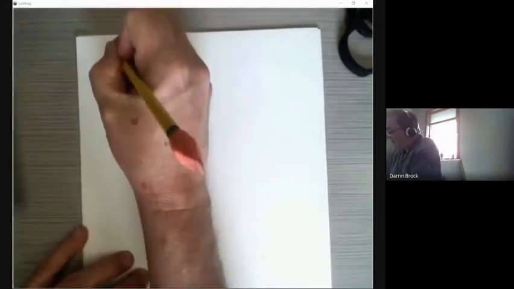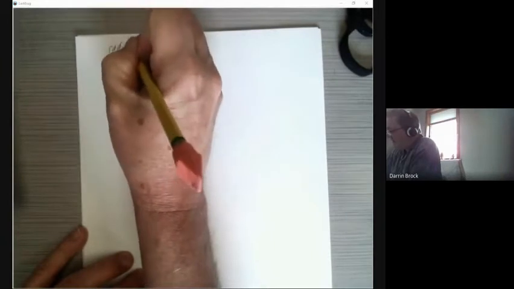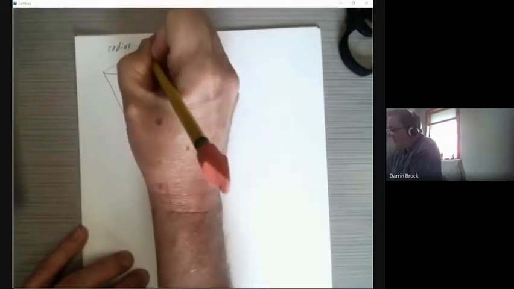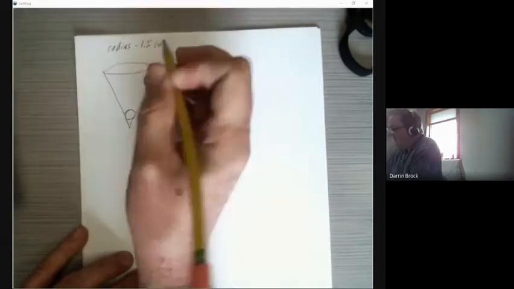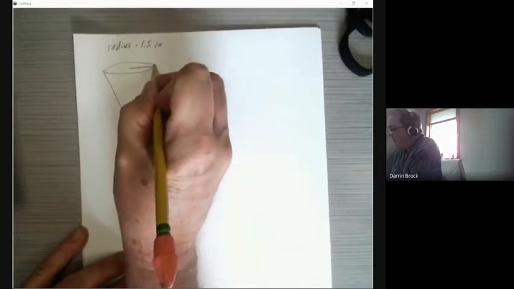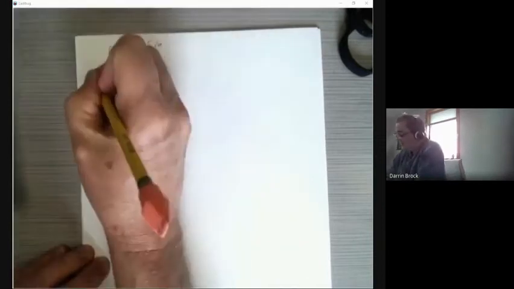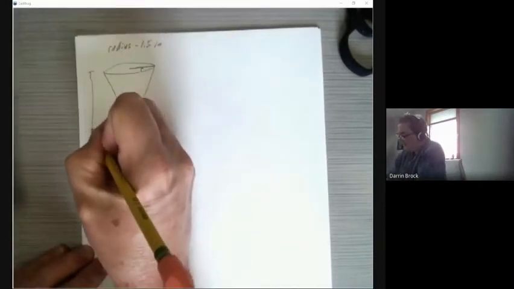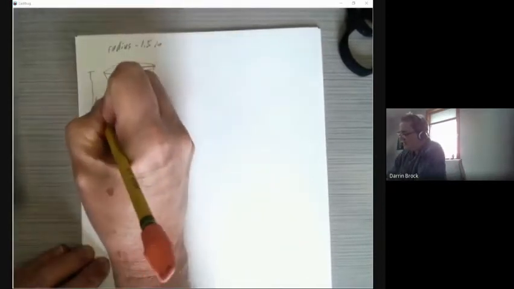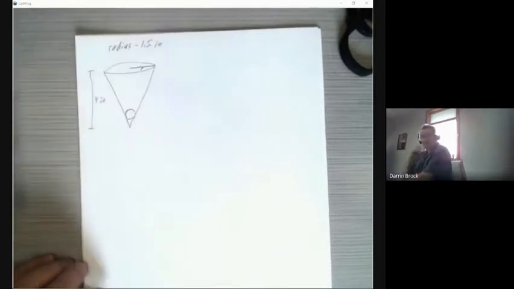So they'll give us information. They said, okay, the radius of this cone is 1.5 inches. So that would be halfway across, right? That's the radius. Radius, 1.5. And they said the height of this from the top to the bottom of the cone is 4 inches. So we have a height of 4 inches.